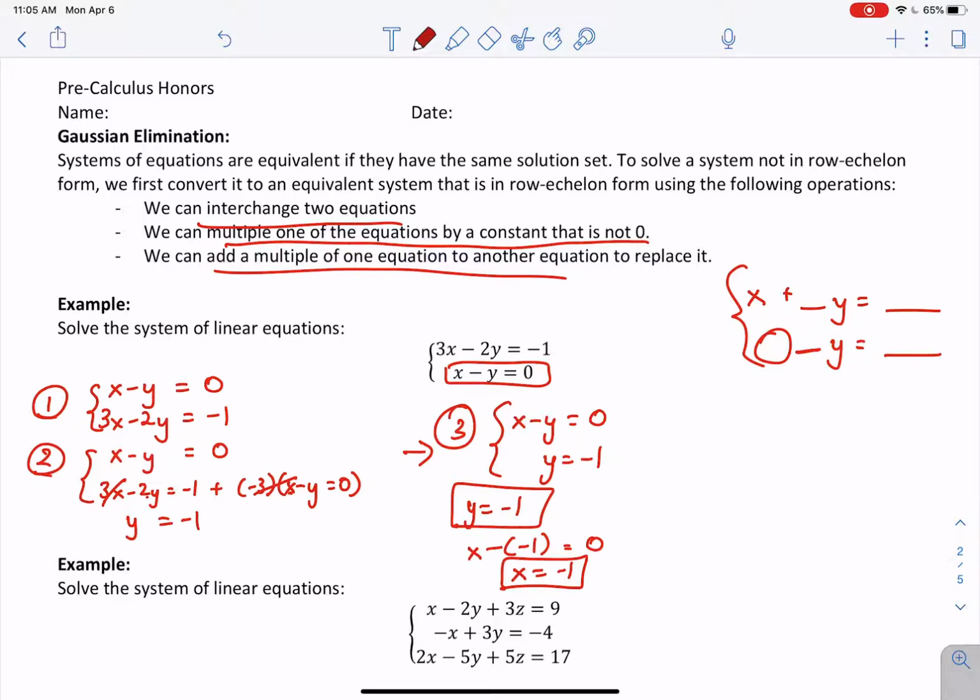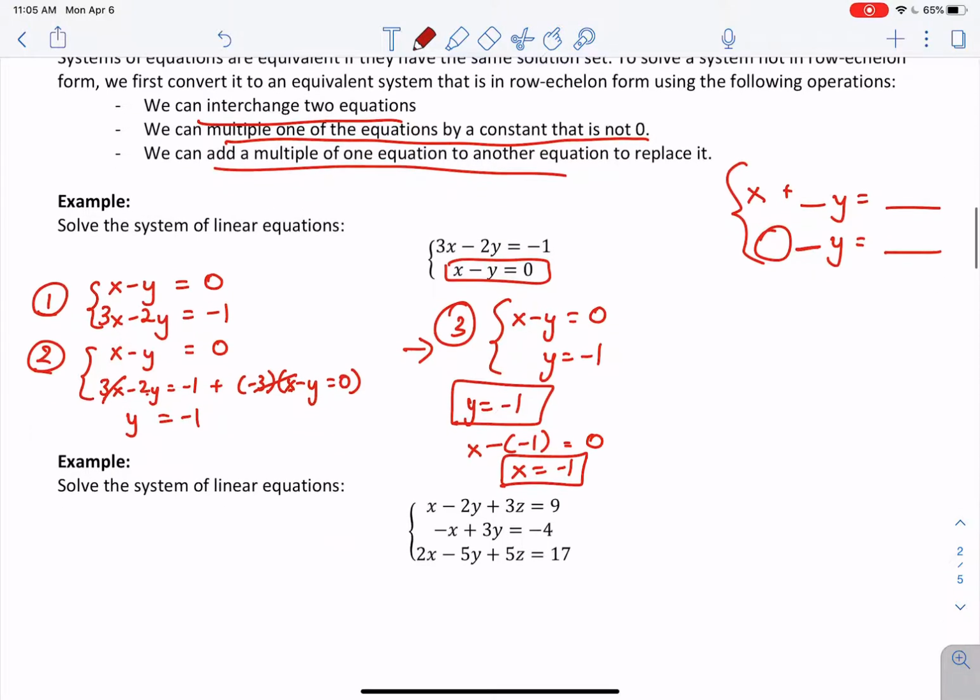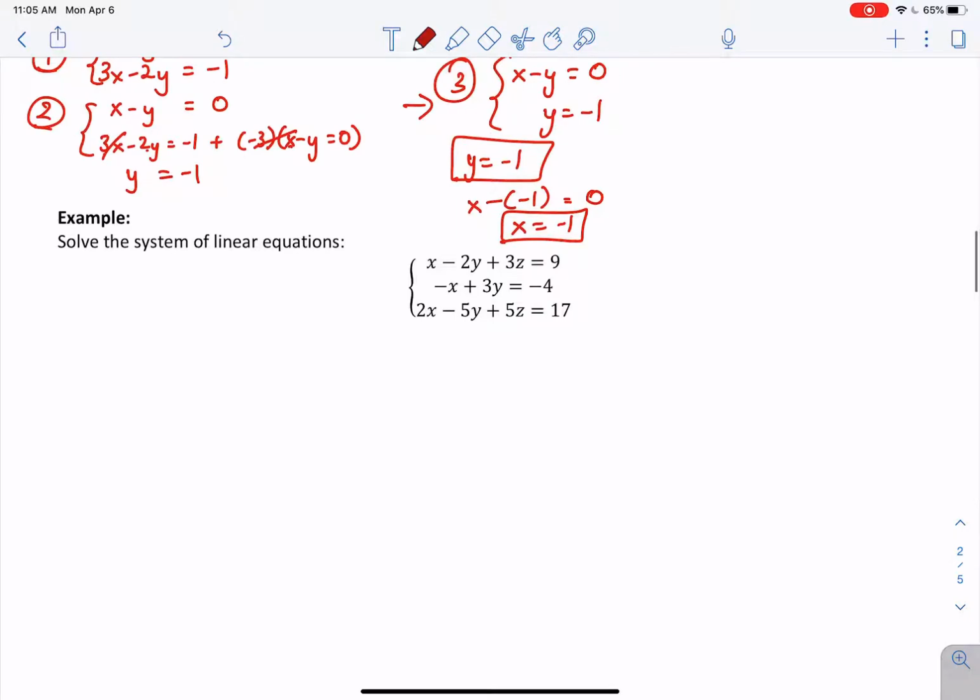It is an overkill method for a 2x2 system like this. You don't have to do this formatting to solve the system. It's very easy to solve the system using substitution and elimination. But I wanted to do it on a small version of this first before we start going into the bigger ones. So now let's do a bigger one.